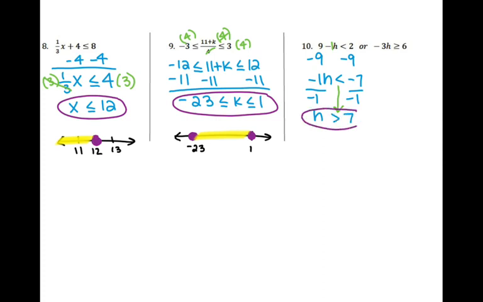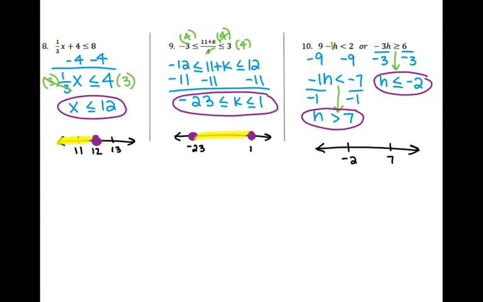And then my second one, I'm going to divide both sides by negative 3. And again, I do need to flip my inequality since I am dividing by a negative. So I have h is less than or equal to negative 2. So my inequalities are saying that x is greater than 7 or x can be less than or equal to negative 2.